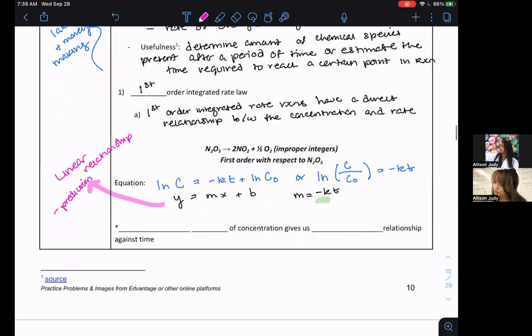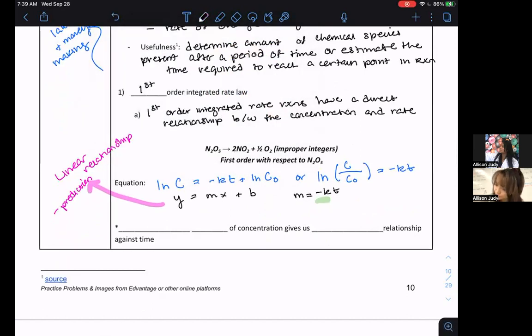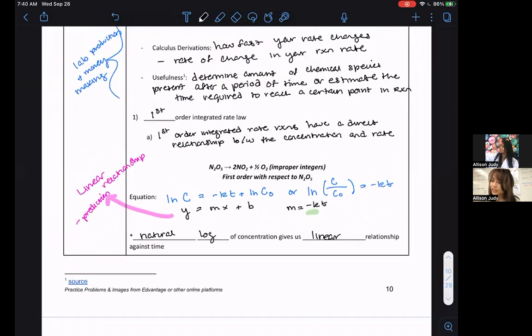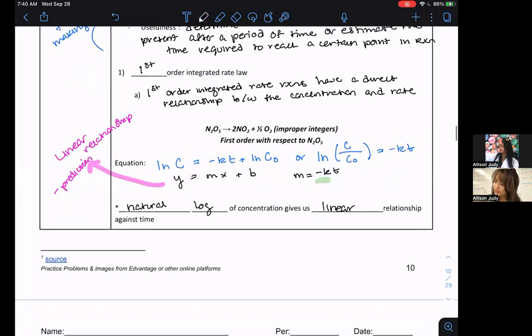So to summarize it in words, the natural log of concentration gives us a linear relationship against time. So that's for a first order integrated rate law reaction, okay? Where we see a direct relationship between the concentration and the rate of change.